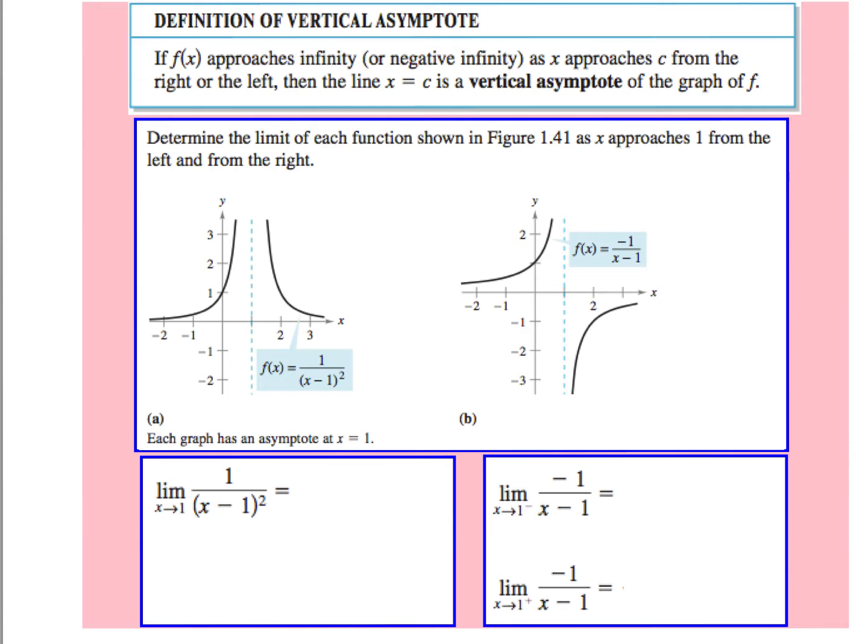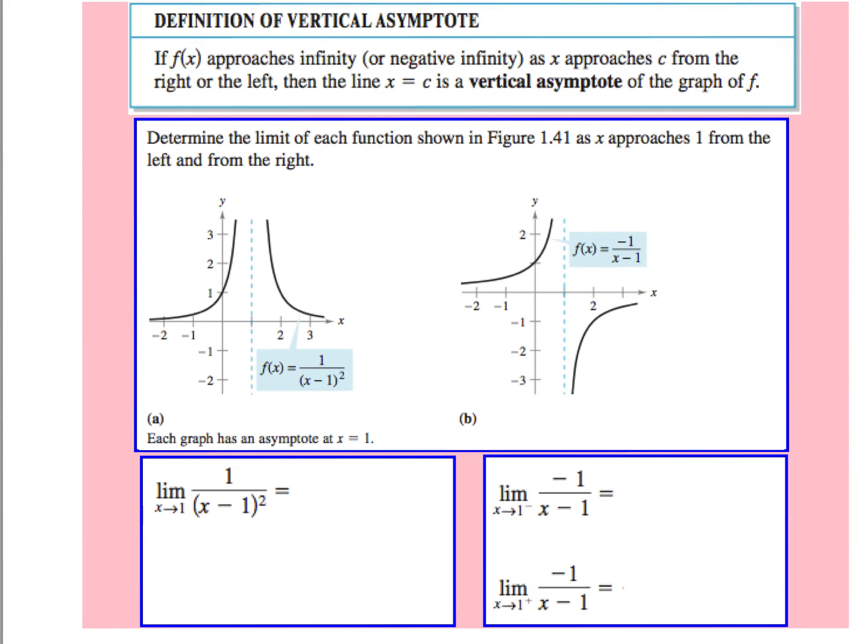So here we go. On vertical asymptotes, we must get a number over 0, then we can do a little bit from the left, a little bit from the right. So let's write this one out. We have a limit as x approaches 1 of 1 over (x minus 1) squared. Well, what's a limit? We approach from both sides.